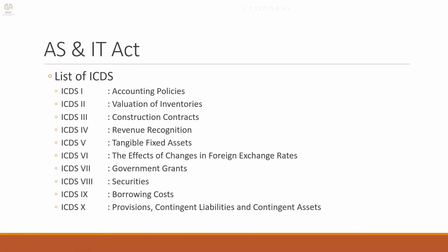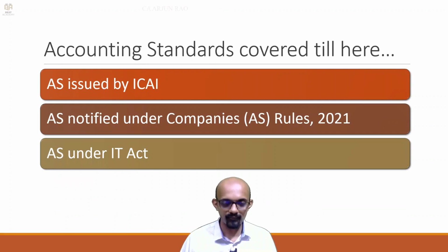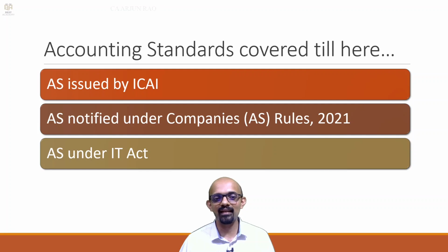So, this is a list of the income computation and disclosure standards. You may pause the video if you wish here and go through this list. So we have covered till here accounting standards issued by ICAI, accounting standards notified under the Companies (Accounting Standards) Rules 2021, and also accounting standards under the Income Tax Act. In the next video, we will cover IFRS and Ind AS. So till we meet again, namaste.